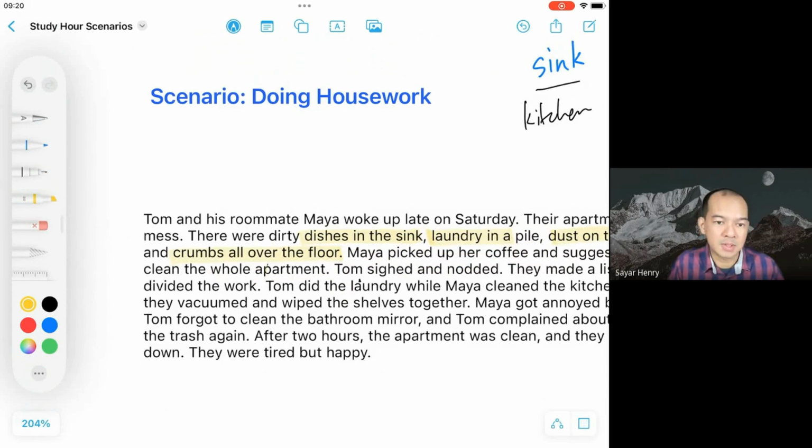What are crumbs? When you eat some bread or biscuits or cookies, and then you don't eat cleanly, you get all the crumbs falling onto the table or everywhere on the floor. So crumbs. Crumbs all over the floor.